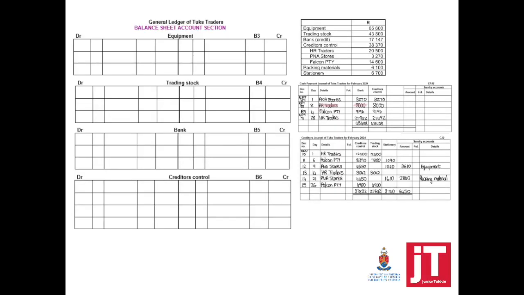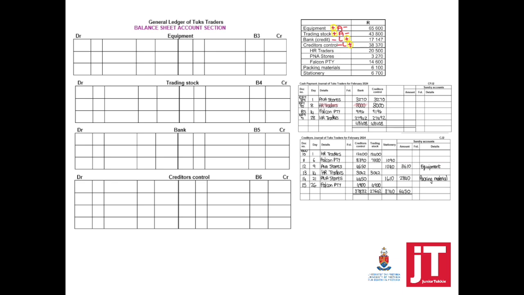Posting to the general ledger. Step number 1, write down the balances brought down and the totals brought forward. So this is important to understand classifications of account. Know what is equipment, trading stock, bank, packing material, stationery, and creditors control classified as. Because if you understand this, it's easy to learn, but where the plus is where the balance brought down will appear.